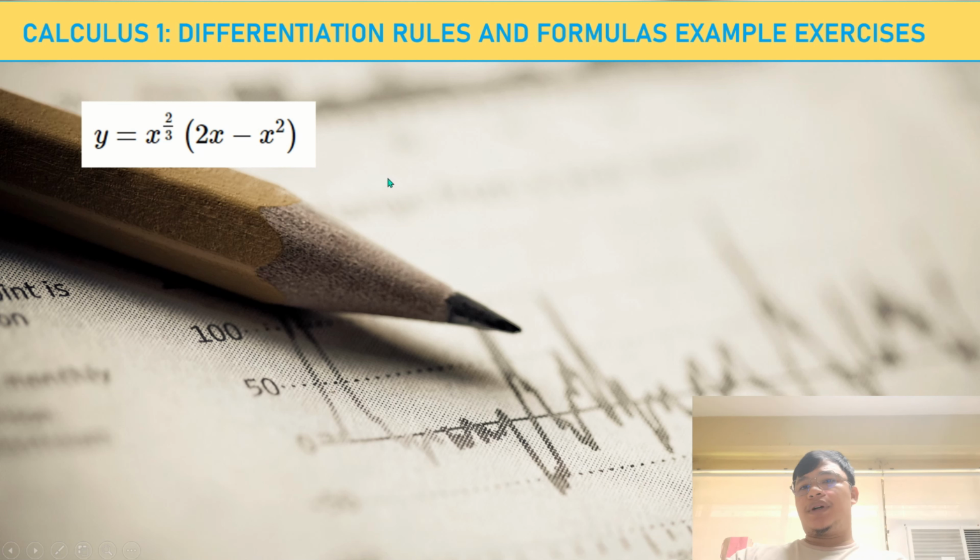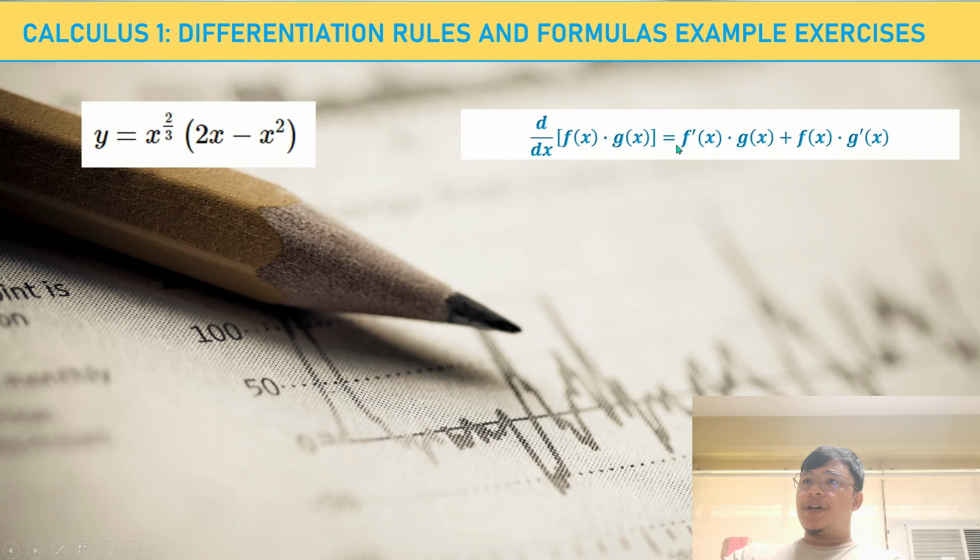So in solving this one, we have multiple ways. The first one is we can actually expand this one, distribute this in the function, and then evaluate each function using the differentiation properties. But in this case, I'll be using the product rule or the product formula. So take note, the product formula is the derivative of the function f of x times g of x is equal to this expression.